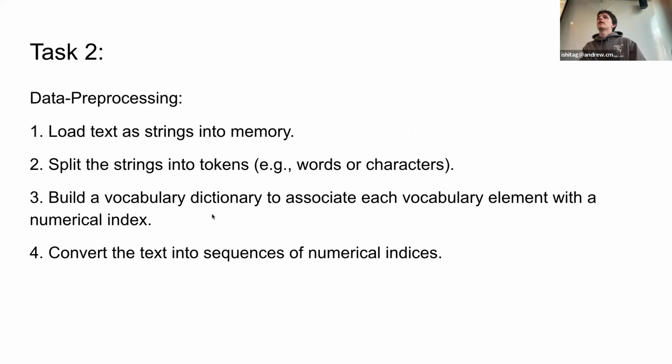Okay, hello. So task two is going to be basically combining all of these pieces into making a decoder-only architecture. The very first part that we're going to be talking about, though, is what types of things we're going to be passing in. So data preprocessing is our goal for most of this task two. What we're going to be doing is loading text as strings into memory, splitting strings up into tokens, building a vocabulary dictionary to associate each vocabulary element with a numerical index, and then converting the text sequences into numerical indices.